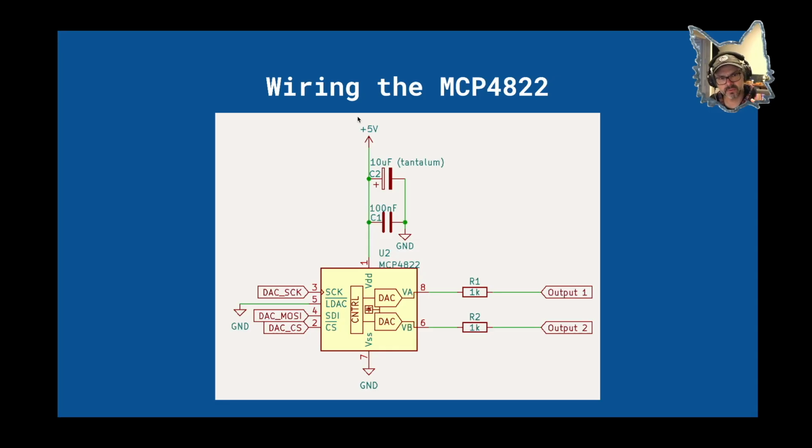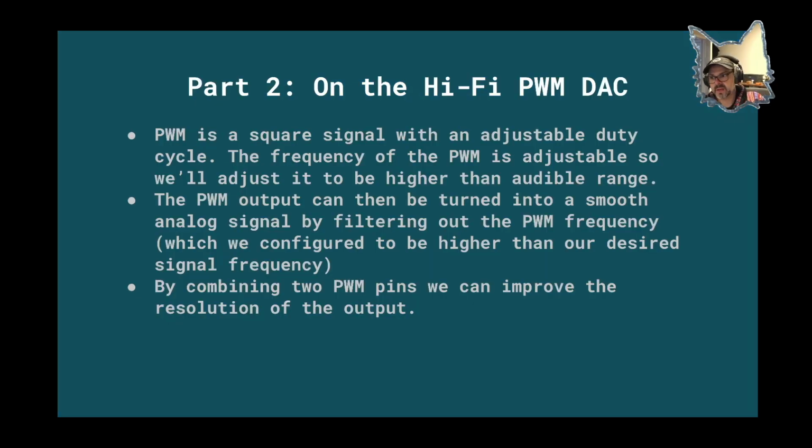I'm going to come back to the code in a bit. Let's continue on talking about the hardware. The other type of DAC that we're going to be exploring today is the Hi-5 PWM DAC. One of the simplest methods to achieve an analog output from a microcontroller is by using a single PWM pin.